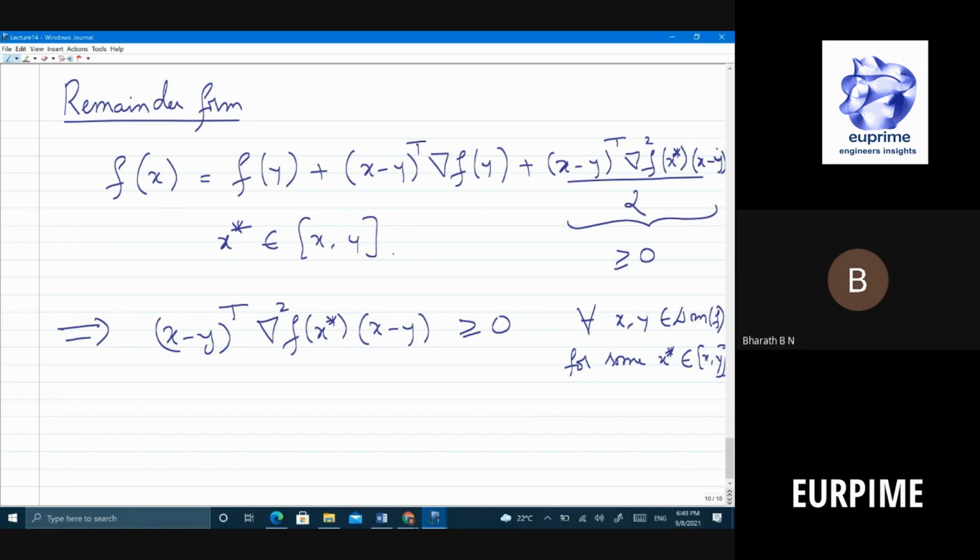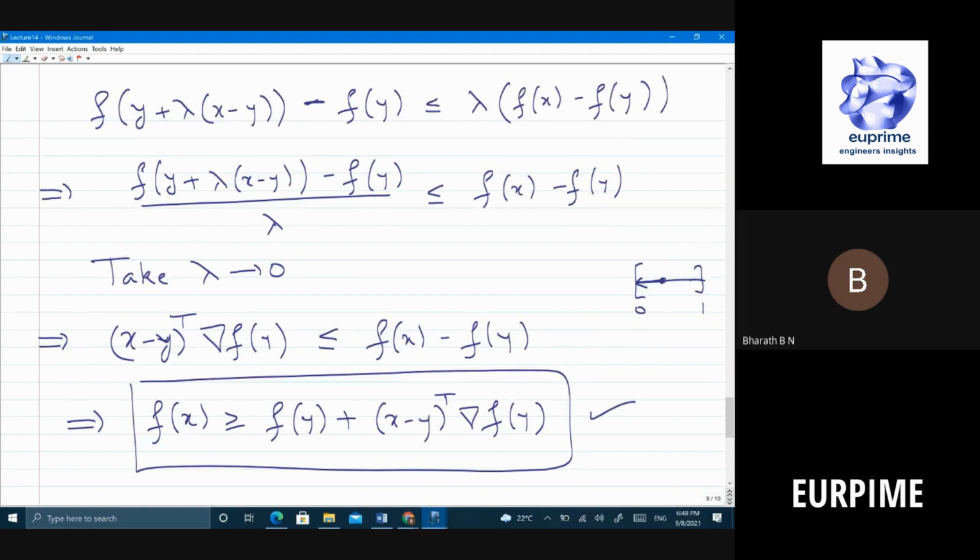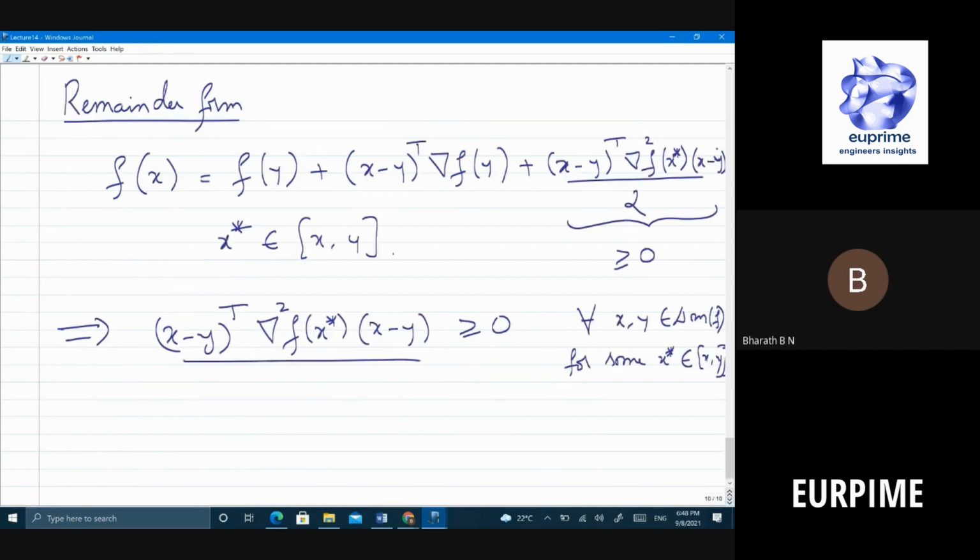We started with convex, right? We showed that for a convex function, this is true. But we didn't show that if this is true, then f is convex. Did we? No, we didn't. But we showed that if the function is convex, this is true. So f is convex implies some inequality, which implies that the Hessian is positive semi-definite. So if the function is convex, then the Hessian should be positive semi-definite. Is that fine? Okay, so if f is convex, it implies the Hessian is positive semi-definite.